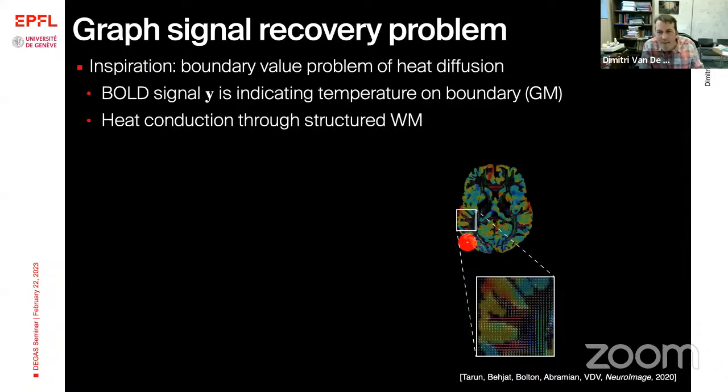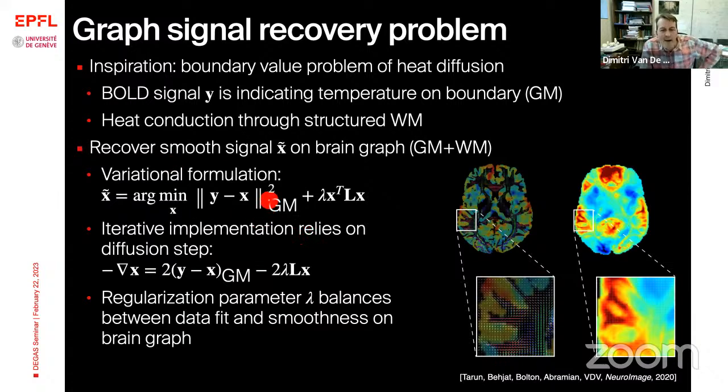And so that means that we don't have any signal on the nodes that lie in the white matter. And so now the idea would be, through graph signal processing, to formulate what is sometimes called an in-painting problem, where we want to get a signal that is on the gray matter, fitting with the observations, with the BOLD signal, but in the white matter, respecting the smoothness on the graph, and therefore reproducing a plausible activity pattern on the white matter, given the measurements on the gray matter.